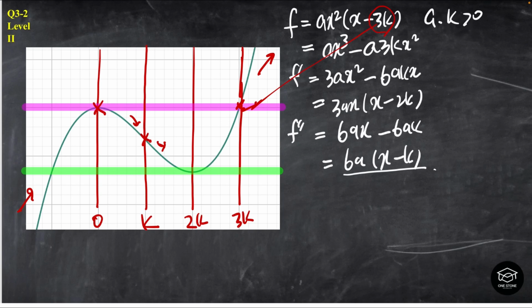So, summarizing our key x values: a local maximum at x = 0, an inflection point at x = k, a local minimum at x = 2k, and an x-intercept at x = 3k. Notice the spacing between these important points. From 0 to k, the distance is k. From k to 2k, the distance is also k. From 2k to 3k, the distance is again k.